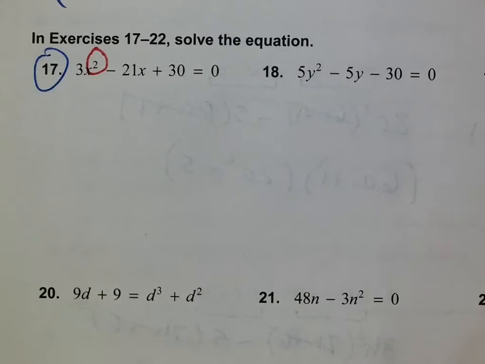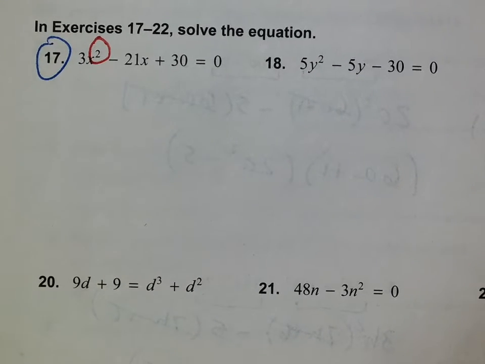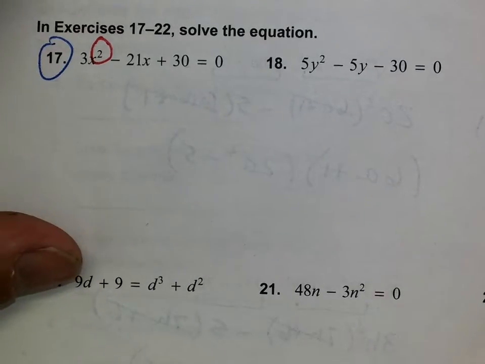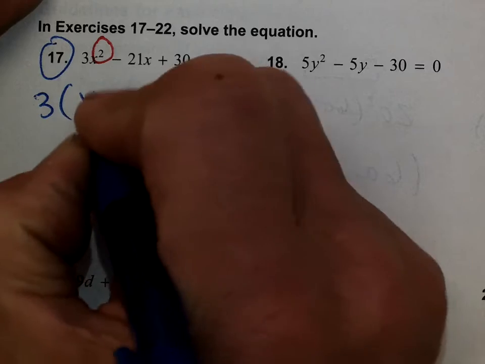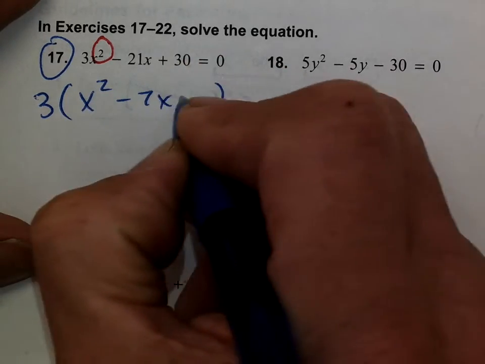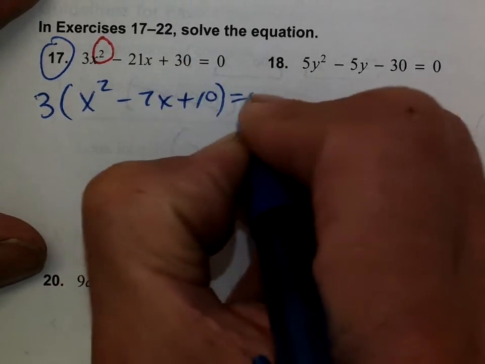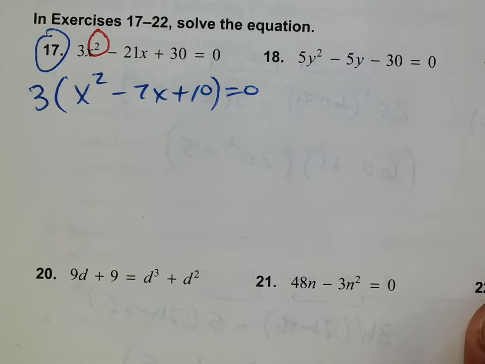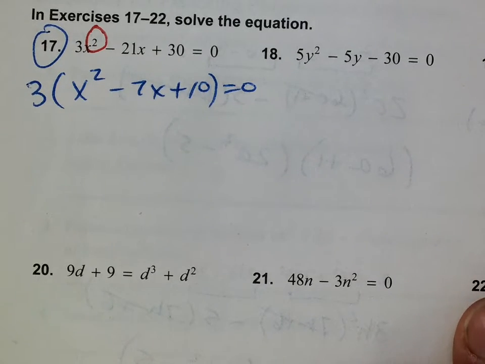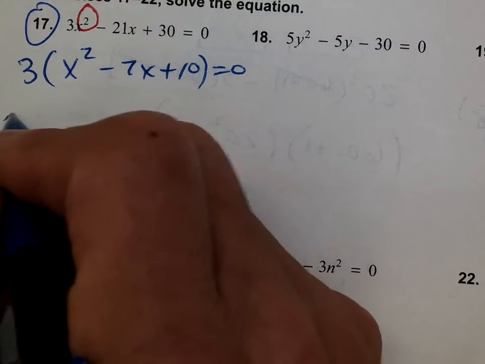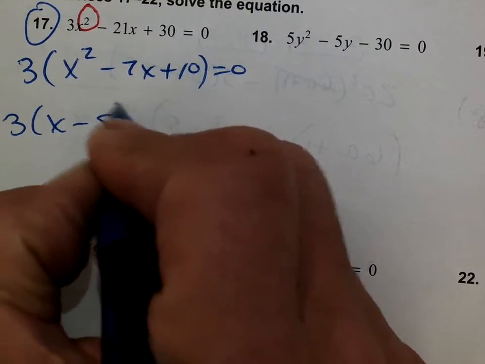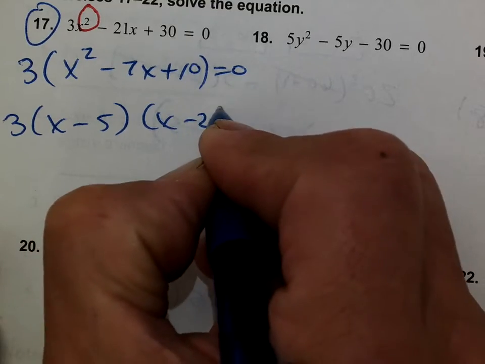So then, Annie, what did you say? You said 3. So take out a 3. Let's common factor out a 3. I'd have an x squared minus 7x plus 10, right? You guys agree with that? And then what times what makes 10? 5 and 2. So let's go 3 times x minus 5 times x minus 2 equals 0.